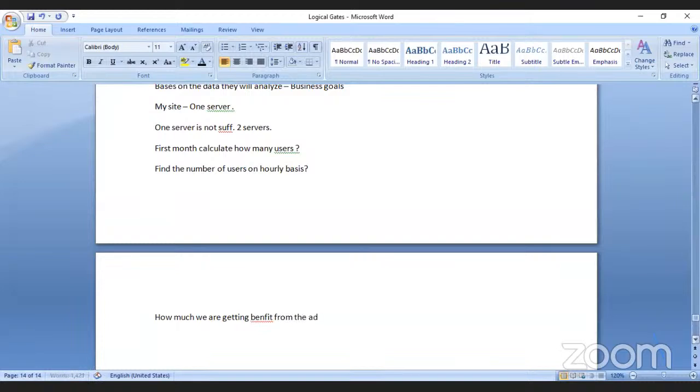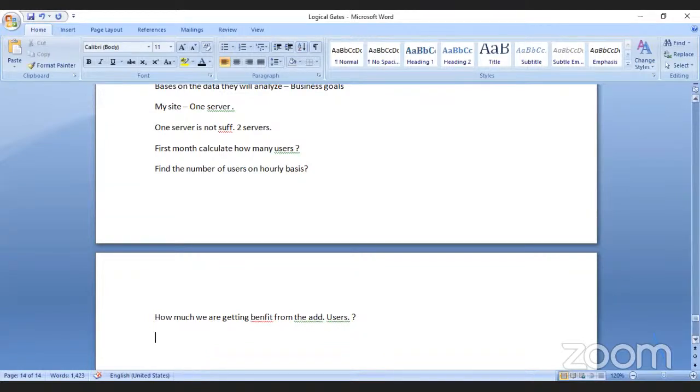How much benefit are we getting from additional users? If it is less than the extra server, that will be beneficial. If it is more than the second server, definitely I'll get a loss. Understand? These are some types of analysis. I'm taking a simple example, and these are some predefined steps in analysis.